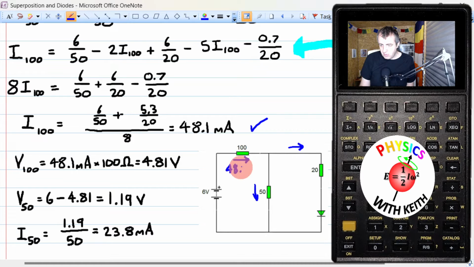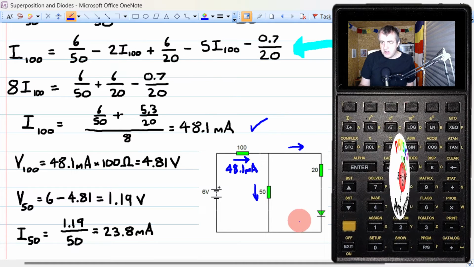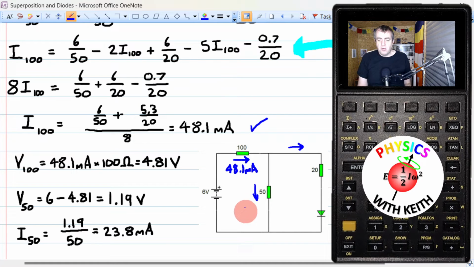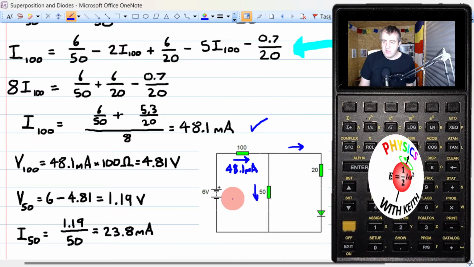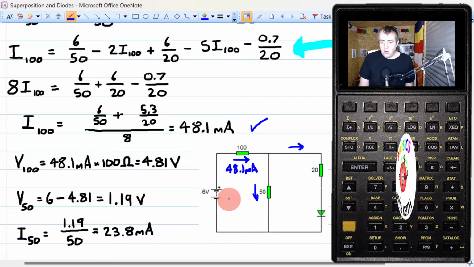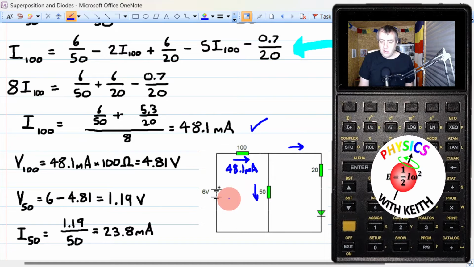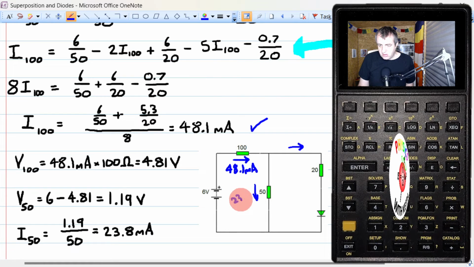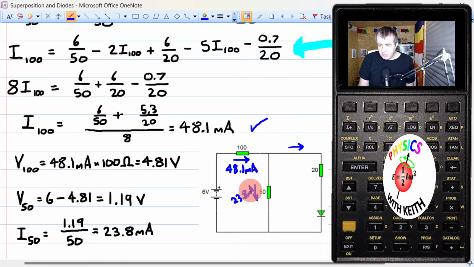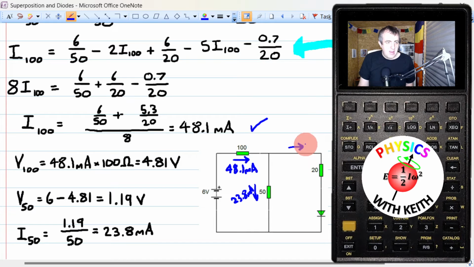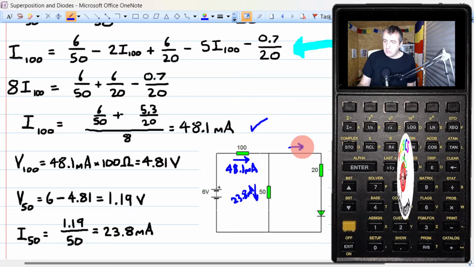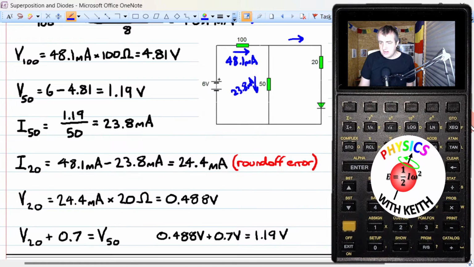So 48.1 milliamps. I always put the milliamps when I'm working in some unit prefix, rather than writing standard form or writing 0.0481, I'm writing it as milliamps. So this is 23.8 milliamps. And so what are we left with here? Well, that's just going to be 48.1, subtract 23.8, which is exactly what I do next.